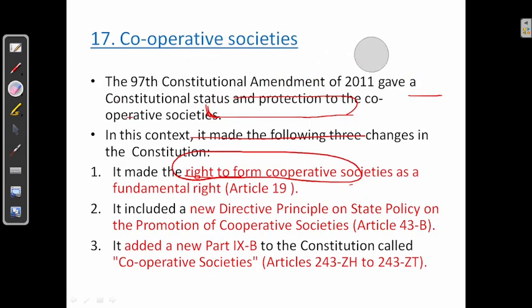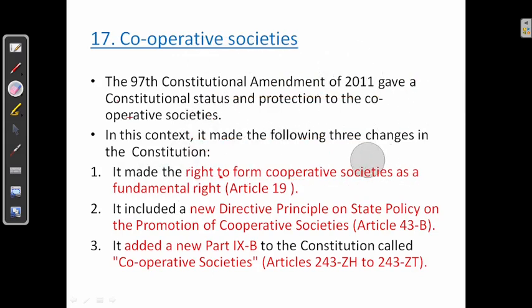Next, we'll see the cooperative societies. The 97th Constitutional Amendment Act of 2011 gave constitutional status and protection to the cooperative societies. Originally it was not there in the constitution. The 97th Constitutional Amendment Act of 2011 came up with the cooperative societies.